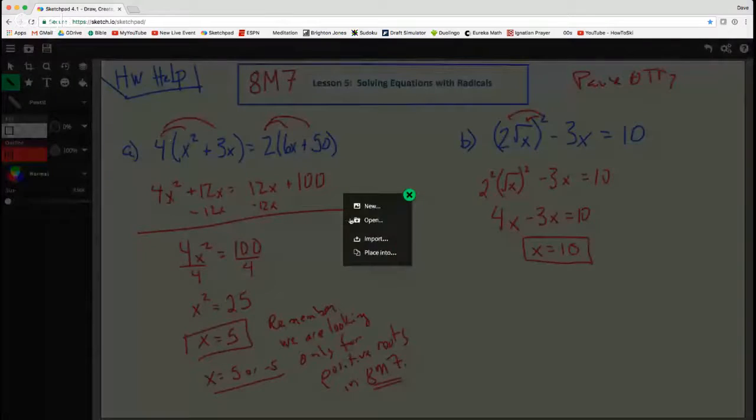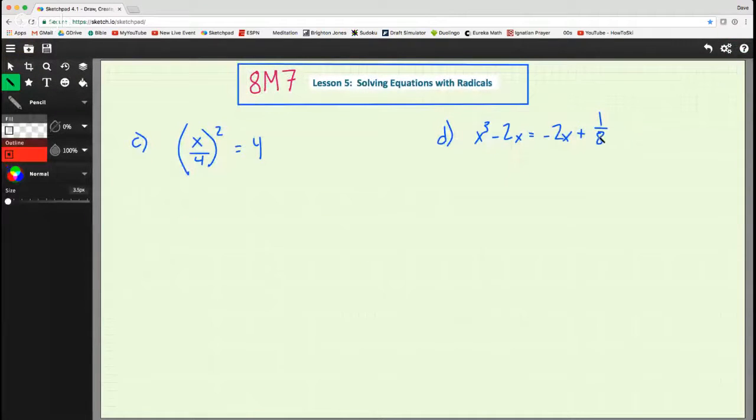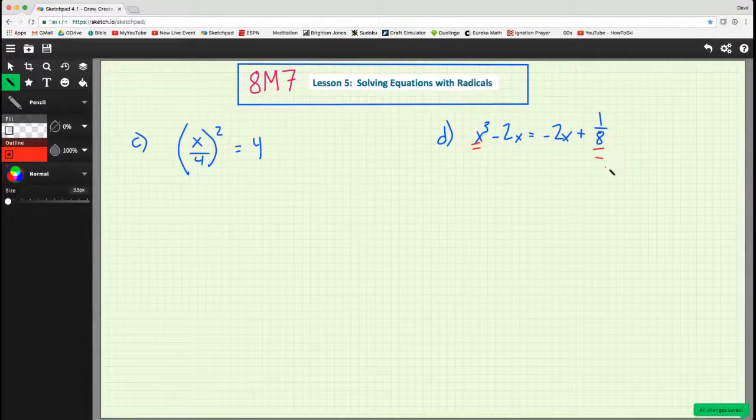Okay, let's do 2 more problems. So these ones are a little bit different, but we have a cubed and it looks like we're going to have to do one of those remembering to find the cube root, but then take the fraction. And then here we're going to have to remember our rule about squaring quotients. Okay, so pause, this is homework help.